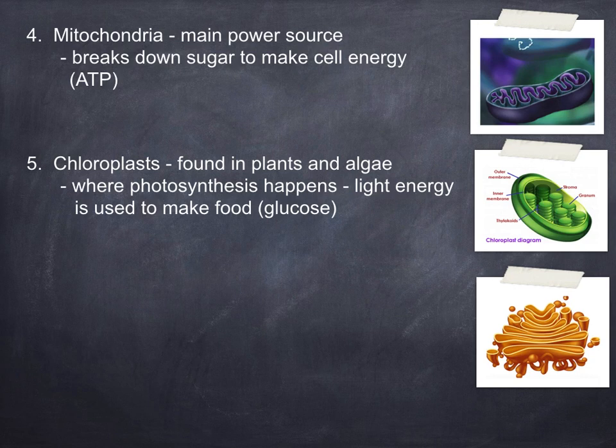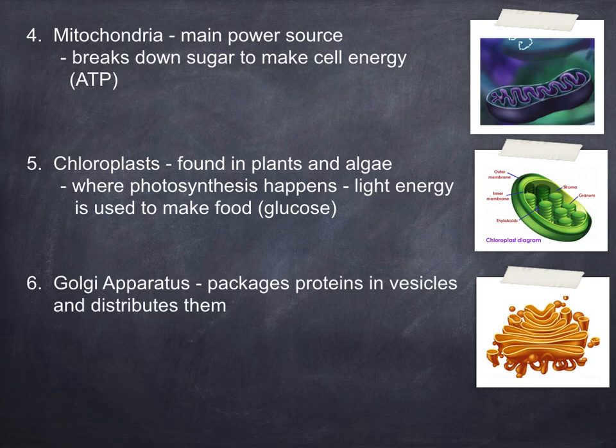The sixth organelle we're mentioning today is the Golgi apparatus. This is the Golgi apparatus right here. What it does is it packages proteins in vesicles and distributes them. It's kind of like the mail carrier. You know, it puts the proteins in these little packages and then ships them out.